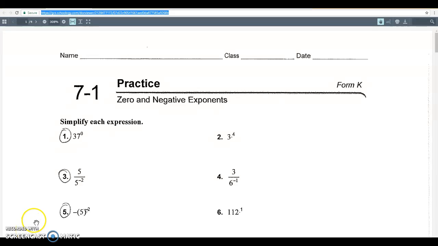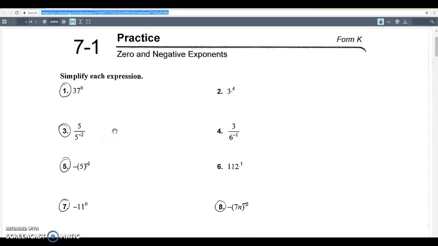Okay, so this is just a quick review. It's going to go through each of these worksheets, not all the problems, but just a sample to help you. So we've got simplifying each expression.